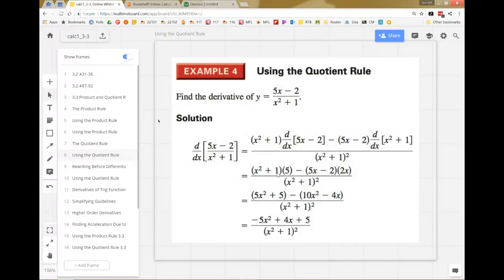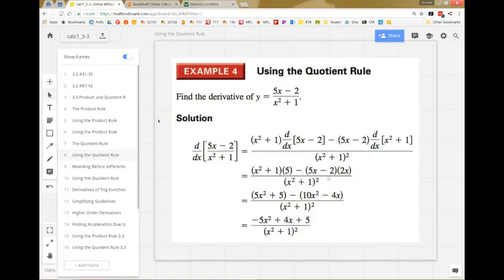The x squared plus 1 times what's the derivative of 5x minus 2? Shortcut from yesterday, 5. Minus 5x minus 2 times what's the derivative of x squared plus 1? Power rule, 2x plus nothing, 2x. Denominator, by the way, don't ever square that denominator. Just leave it as x squared plus 1 quantity squared. You don't need to multiply that out.